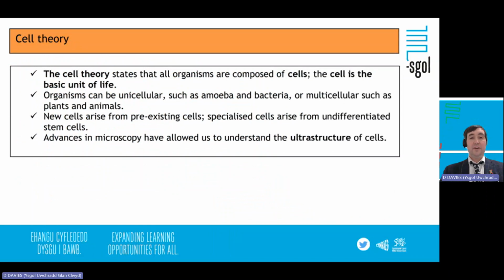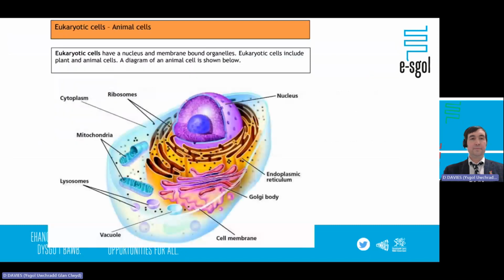Cell theory. Everything alive is made of cells. The cell is your basic unit of life. Organisms can be unicellular or multicellular: single cell like an amoeba, multicellular like an animal. New cells come from existing cells, and specialized cells arise from undifferentiated cells, those cells that have the potential to develop into any type of cell. Microscopy has allowed us to understand the ultrastructure of cells, from quite basic to quite complicated these days. We have a large level of detail these days.